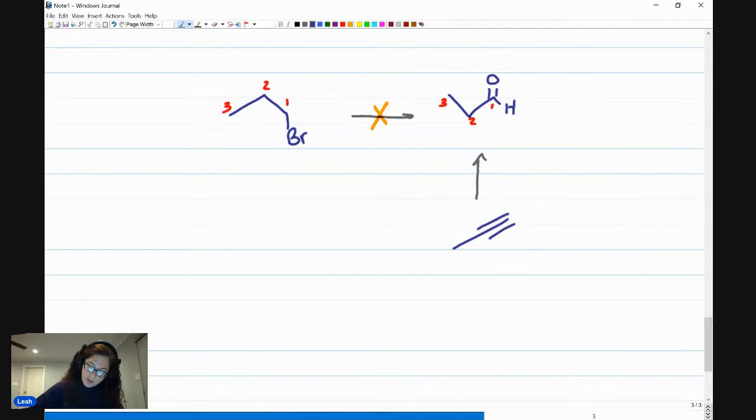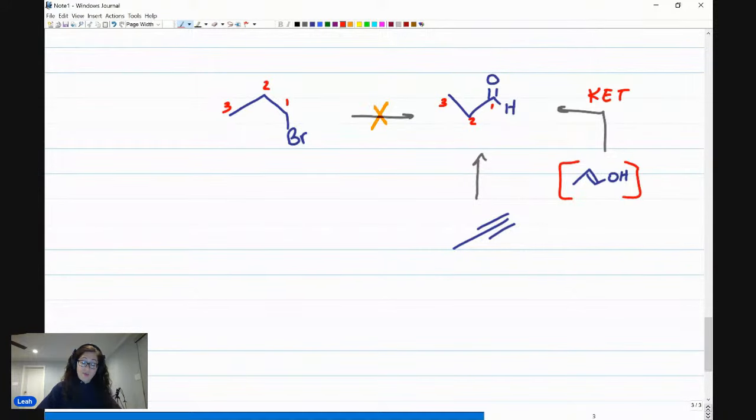Whoops, did not mean to do that. It'll give me something that looks like this with an alcohol, and the alcohol will tautomerize. This is not a reagent. This is something that happens automatically in this solution to the aldehyde product.